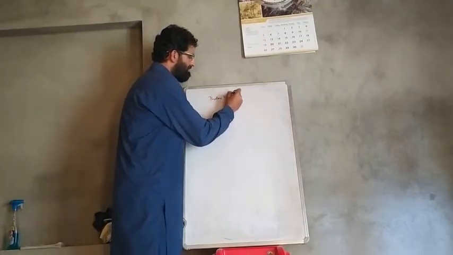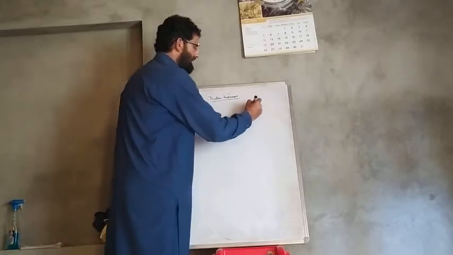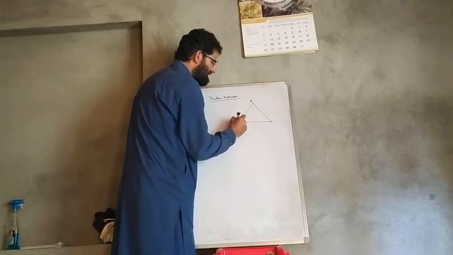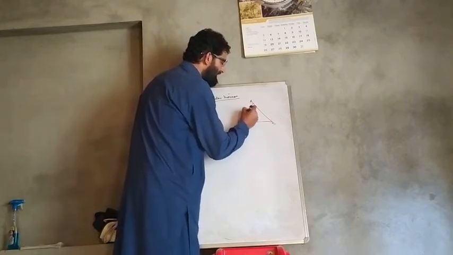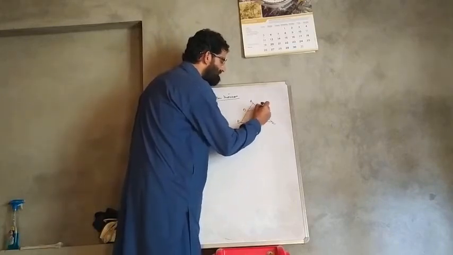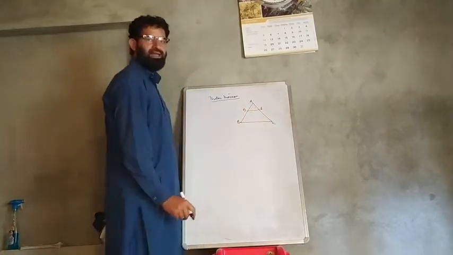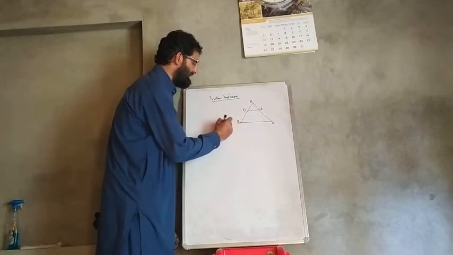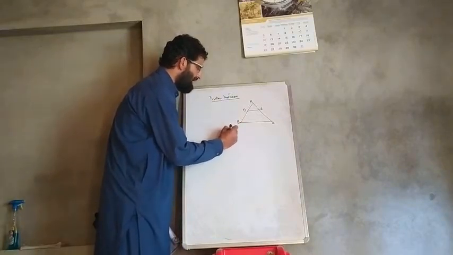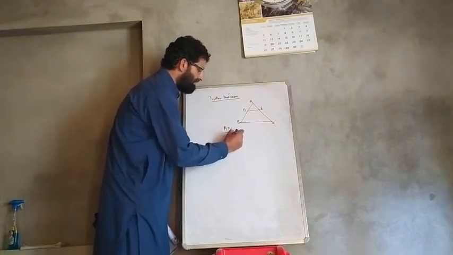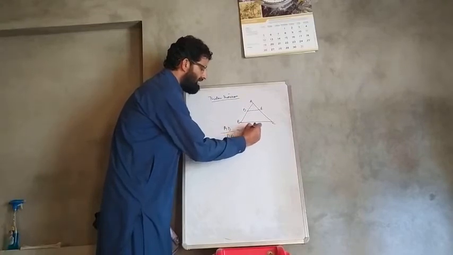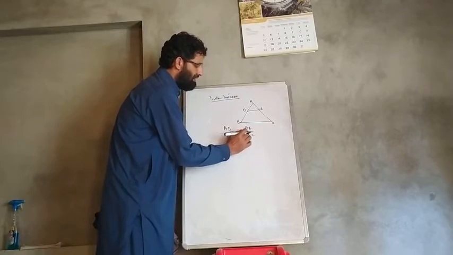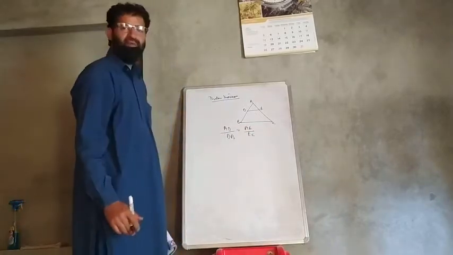or basic proportionality theorem, that is, if ABC is a triangle, and a line is drawn parallel, suppose DE is parallel to BC. If a line is drawn parallel to one of the sides of a triangle, then the other two sides are divided in the same ratio. We have proved it. AD divided by DB is equivalent to AE divided by EC. Now, this we have already proved.